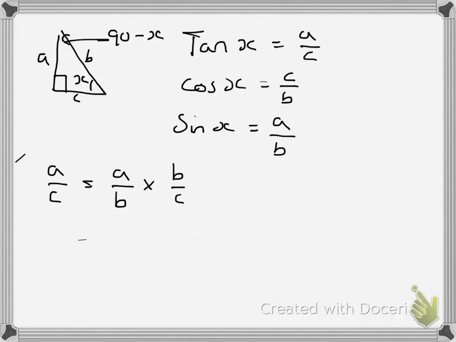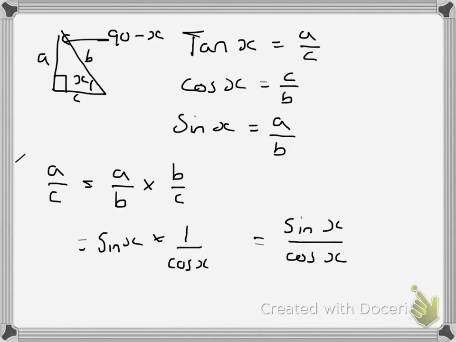Think back to when we did rates of change and related rates of change. The same idea applies. Where do those come from? Well, a over b we've just said is sine x. B over c is cos x but inverted, so 1 over cos x. So therefore a over c is equal to sine x divided by cos x. That gives us the identity of tan x, which was a over c, is equal to sine x divided by cos x. And that's our second identity.